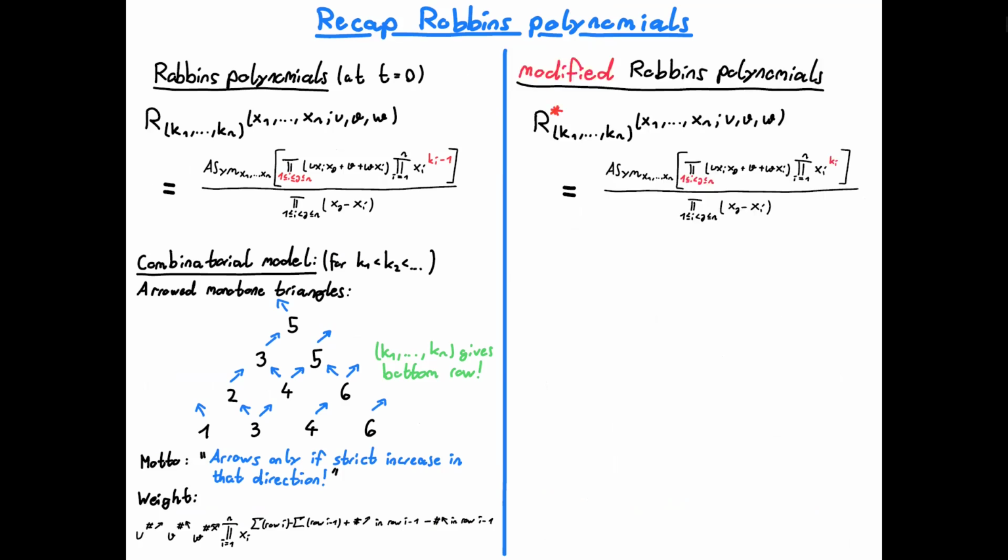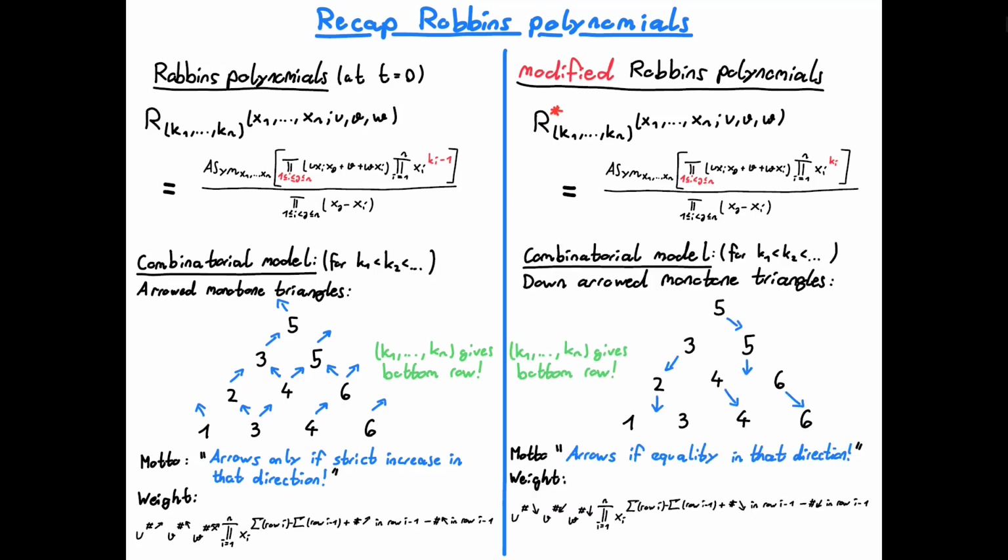And now the modified Robbins polynomials are also given by an anti-symmetrizer formula. But the difference in that case is in the product, you throw out the diagonal factor and you throw out the -1 in the exponents of the xi's. And now that thing also has a combinatorial model, again for strictly decreasing bottom row. The so-called down arrowed monotone triangles.